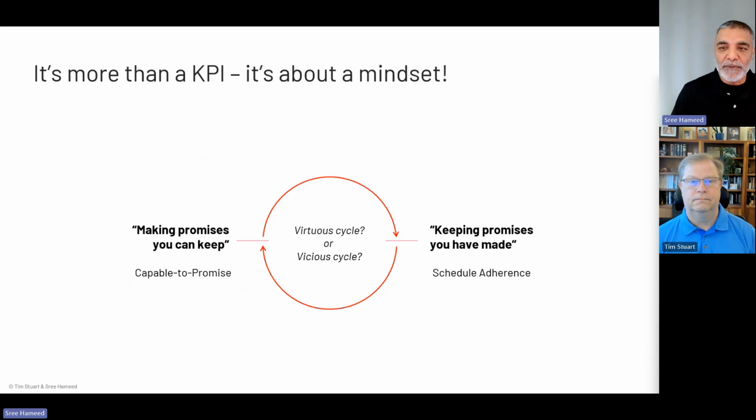Any ability to keep a promise is dependent upon whether we made a realistic commitment in the first place. Essentially, if we make unrealistic promises, then we find ourselves in a vicious cycle. If we have the ability to make realistic promises, then we can create a virtuous cycle. This is exactly why capability to promise is the cornerstone of achieving schedule adherence. So in other words, capable to promise becomes a leading indicator of schedule adherence. So keep this concept or principle in mind as we get into the rest of the discussion.